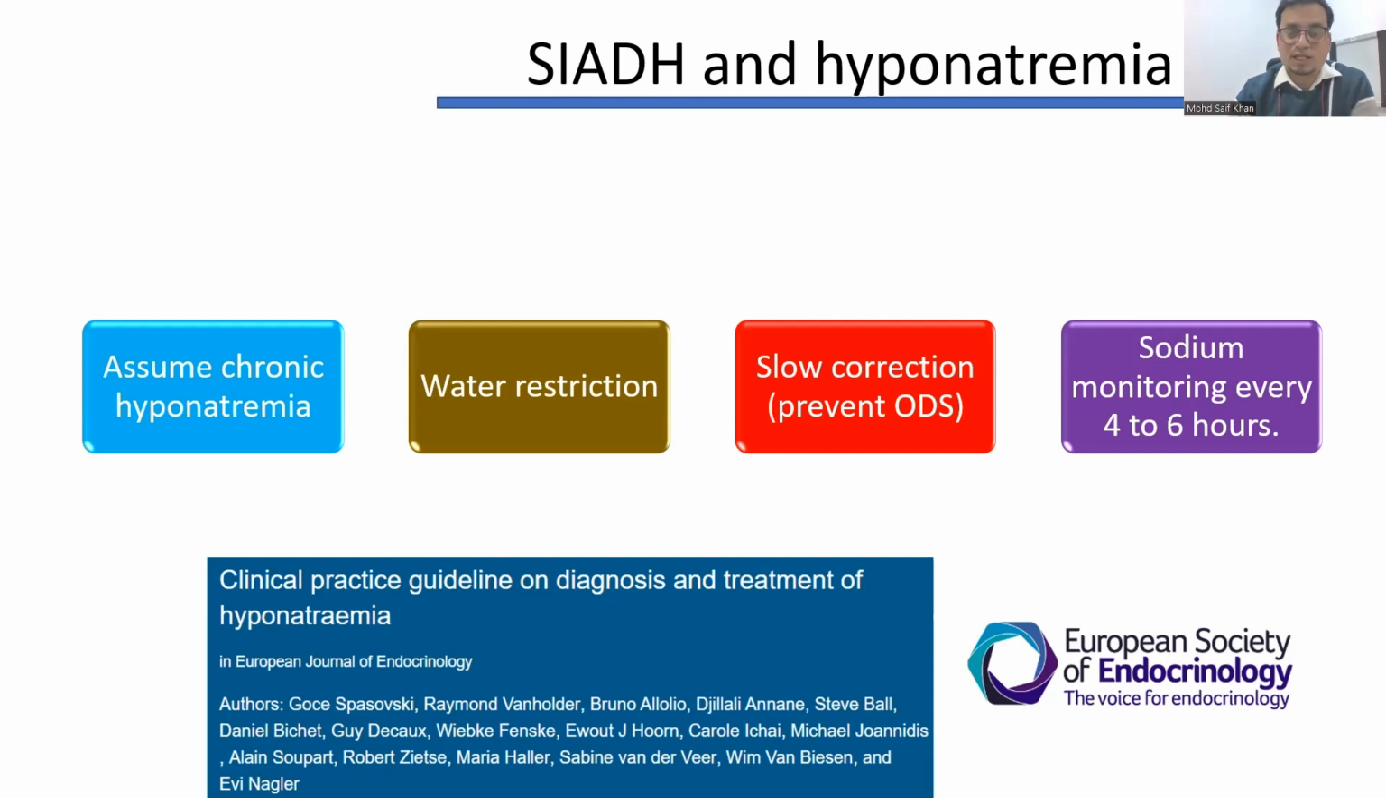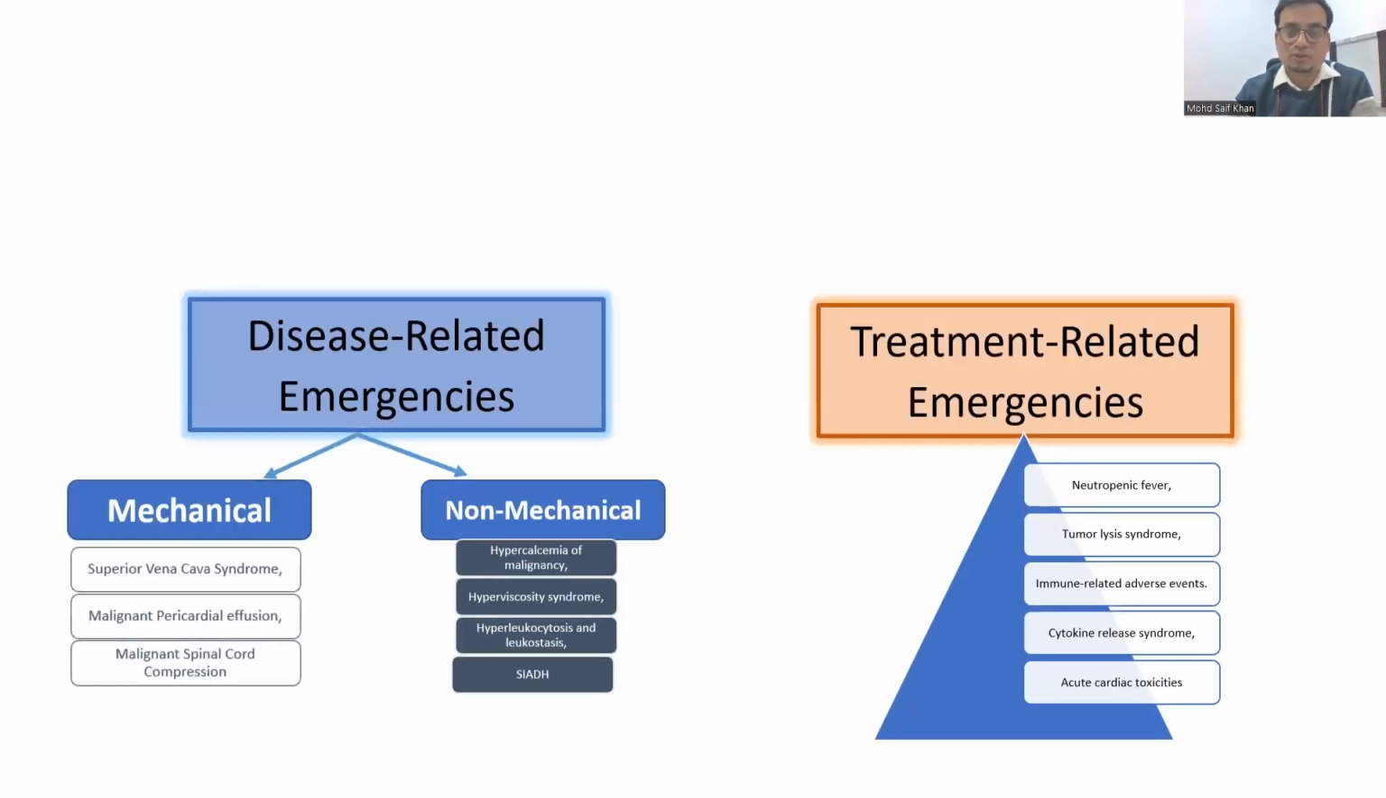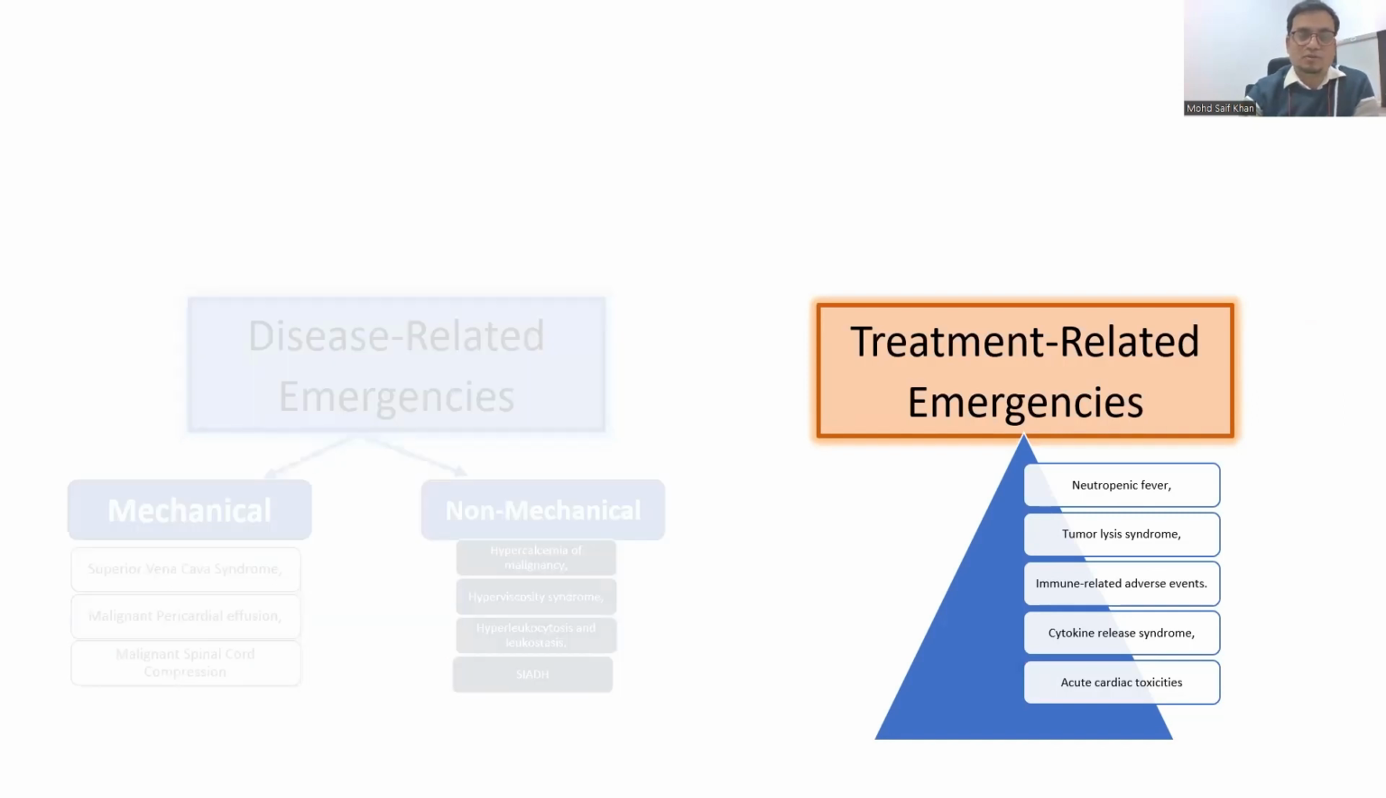And if you are giving hypertonic saline, don't forget to monitor the sodium religiously, every 4 to 6 hourly, and the sodium level should not increase by more than 8 millimoles over the first 24 hours. The correction should be very, very slow. So we have covered important disease related emergencies, both mechanical and non-mechanical. And in the next video, the next part of this oncological emergency, we will discuss various treatment related emergencies. That is going to be quite interesting.